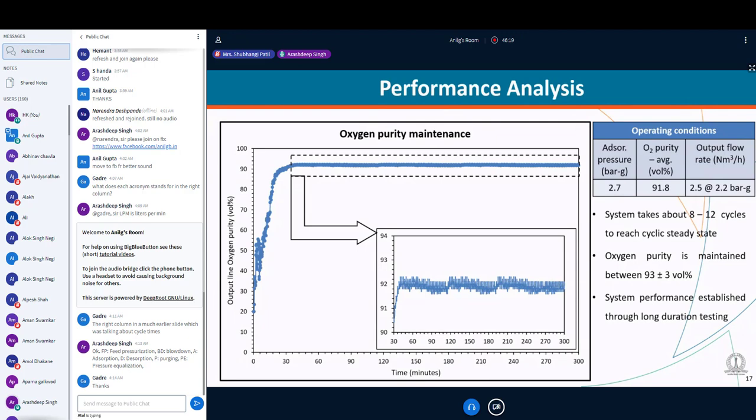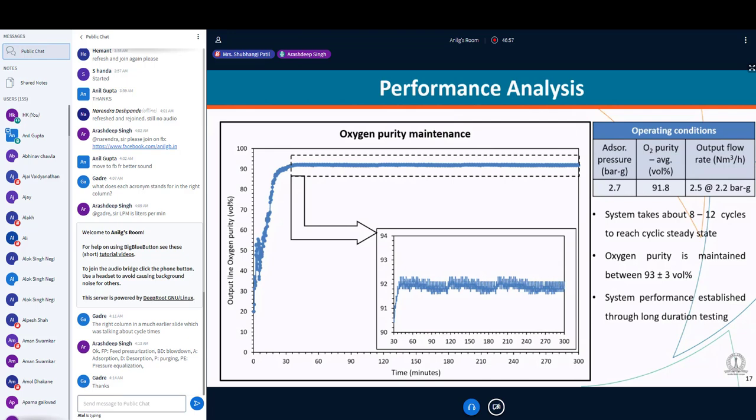and then it just runs continuously. In the smaller inset of the graph, I've shown the purity level from the 30th minute to the 300th minute. You can see it is always greater than 90, and the average purity was around 91.8. We have done a number of tests, and most were more than 5 hours a day, because the performance of the system can only be established if you run it for continuous hours. So this is the first thing.